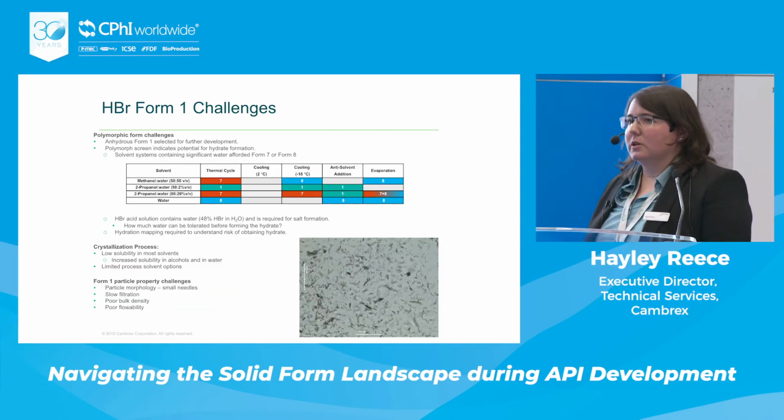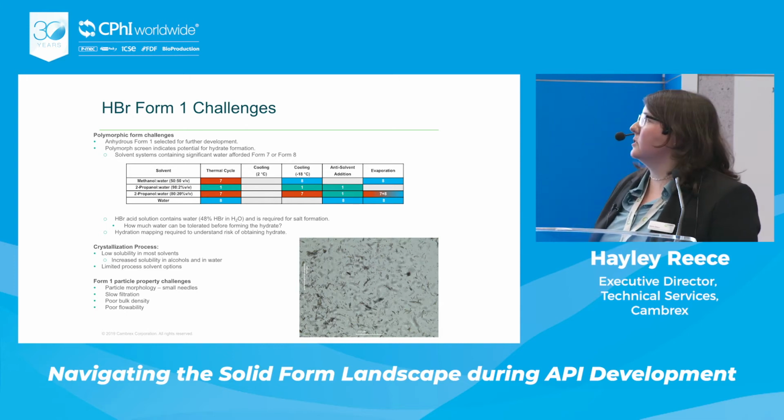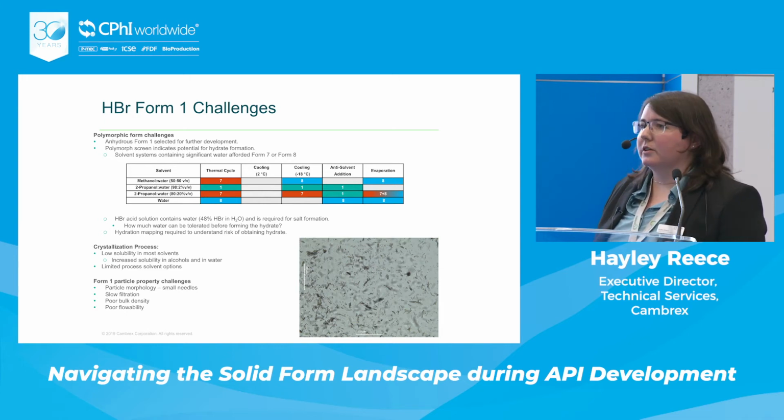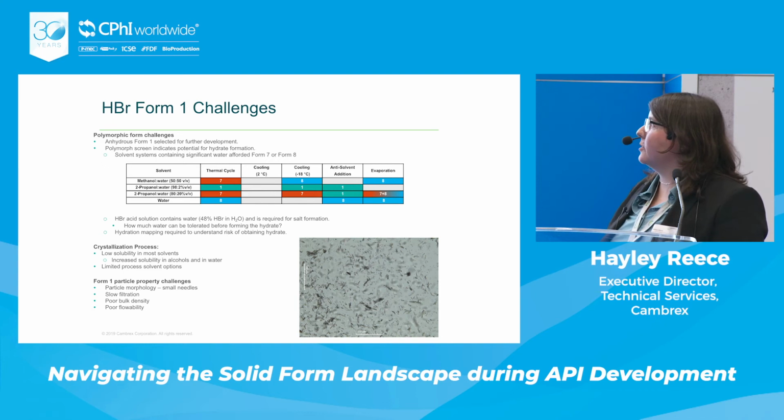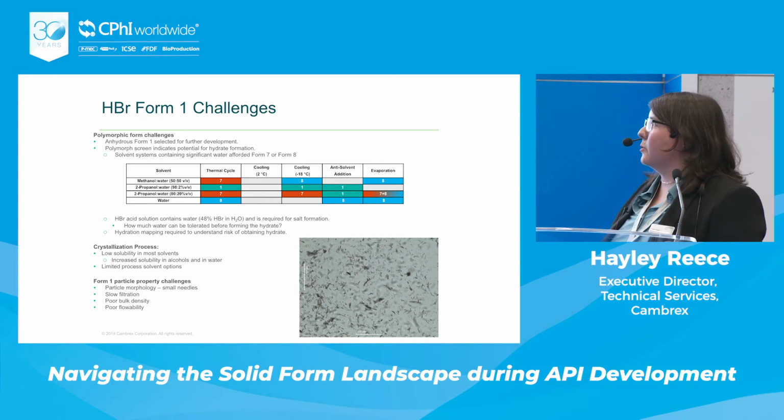So although Form 1 looked like the best solid form for further development, it did have its challenges that we needed to address. And one of those was really the fact that it could actually form hydrates. So we could get Form 7 and we could get Form 8. This is a snapshot from the polymorph screen indicating the higher water percentage and higher water activity solvents that gave hydrated materials. Now, the one option for manufacturing and scale-up would just be to avoid solvents that have water, so to choose solvents that weren't holding on to much water.